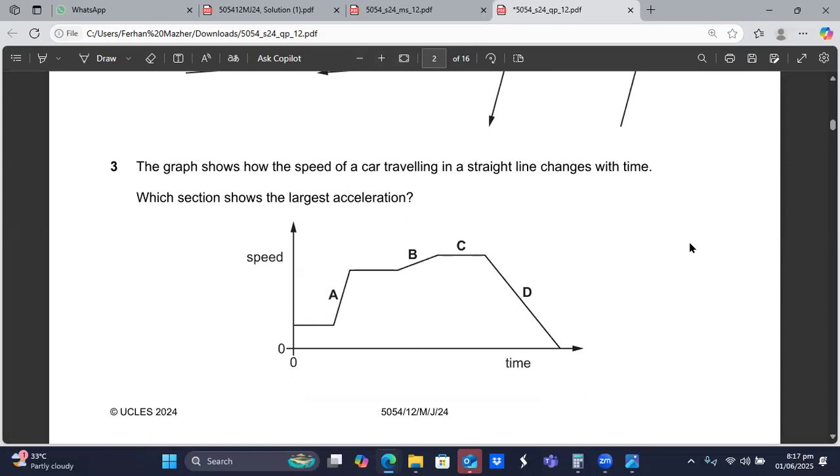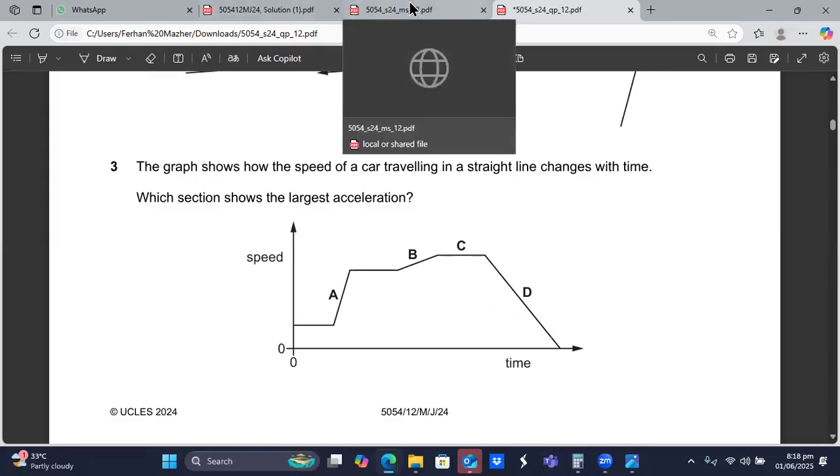The graph shows how the speed of a car traveling in a straight line changes with the time. Which section shows the largest acceleration? So it's a speed time graph. You know, the gradient of the speed time graph is equal to the acceleration. Wherever the gradient is steepest, wherever the gradient is largest, in that portion, the acceleration is the largest. If you look here, simply without any calculation, I can say that in the portion A, the gradient is largest. So I think the acceleration is largest in the section A.